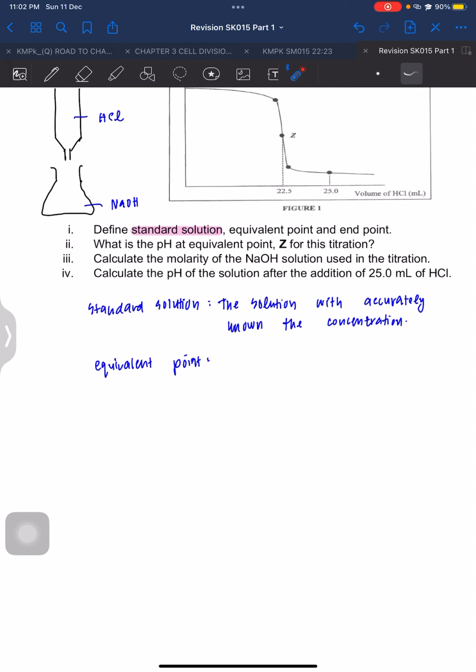So how do we say it? The point at which mole of acid react with mole of base completely. Okay, where it is complete, all the moles have reacted, they are finished, meaning it is neutral. Okay, so that is the equivalent point.